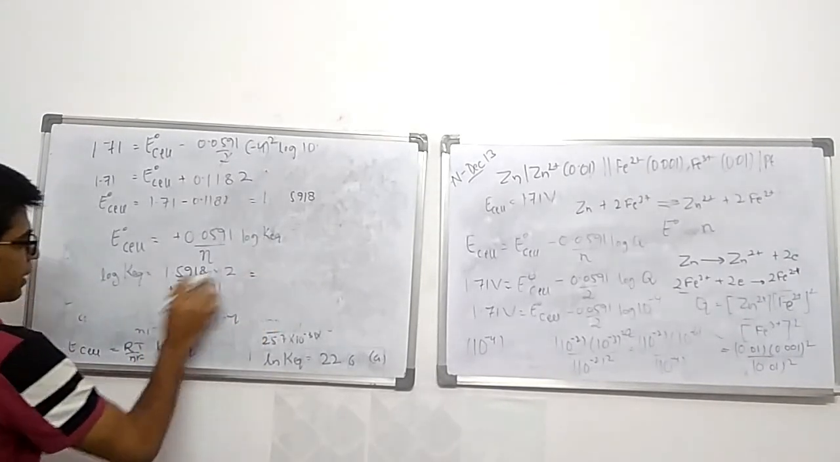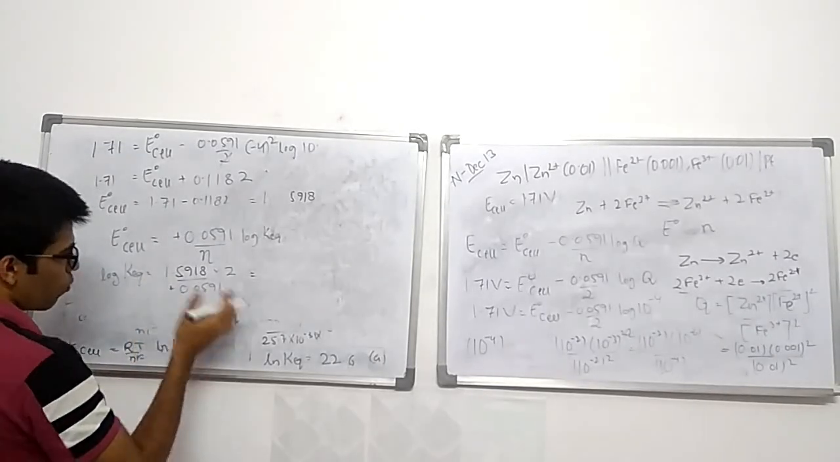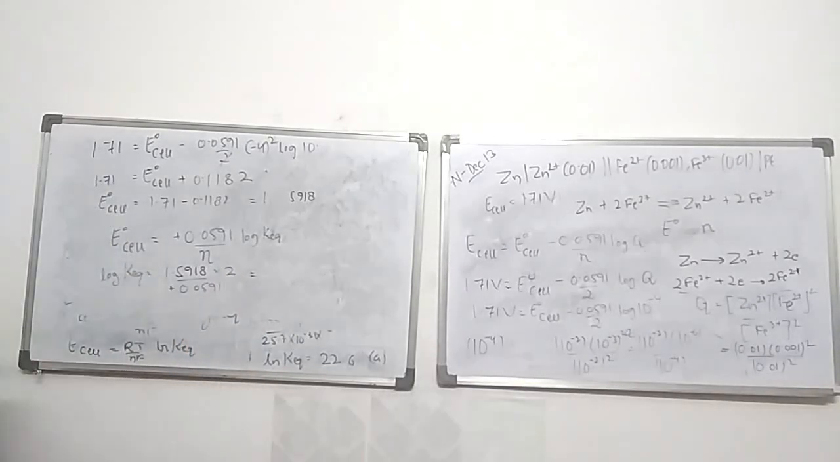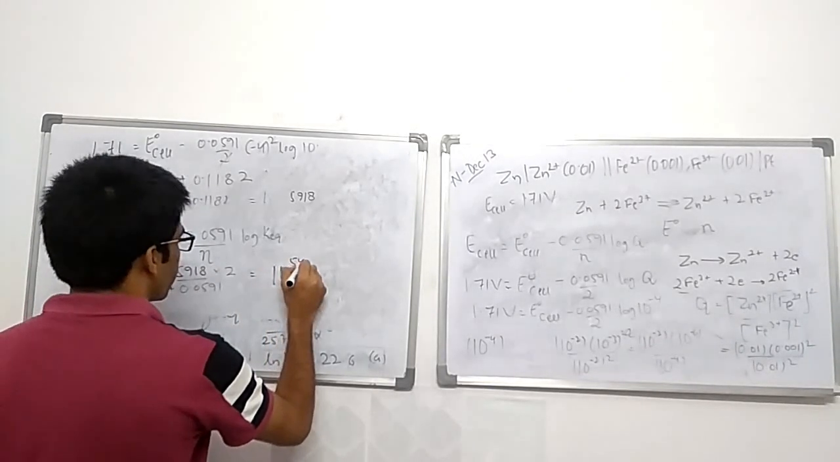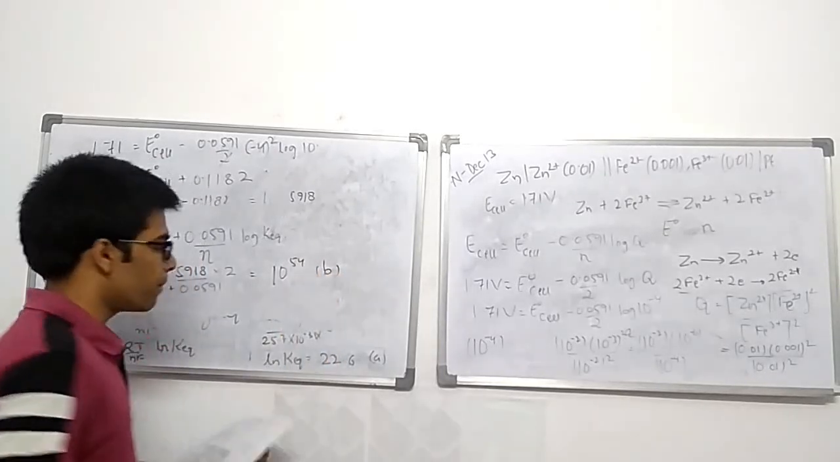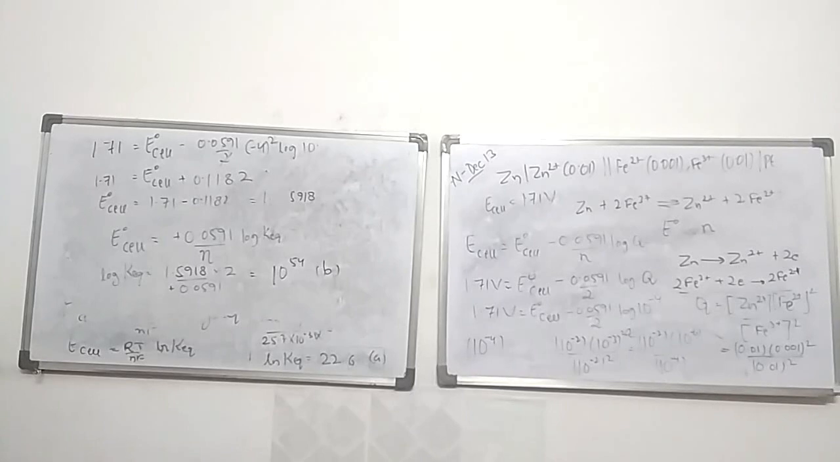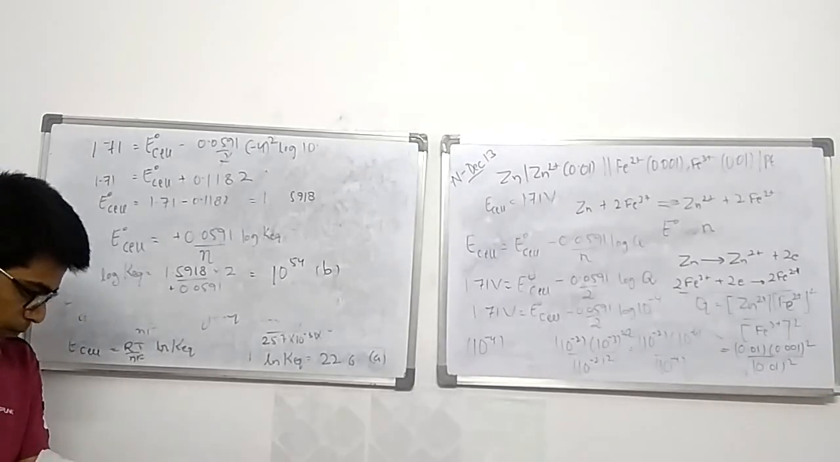I will get this value somewhere around, if this is 59, this is 159, almost like 28 or something. 28 to the 56. And what is the closest answer we have? The closest answer is 10 power 54. So the answer is 10 power 54, which is option number B. Okay. Now we'll see the application of Nernst equation to solubility product.